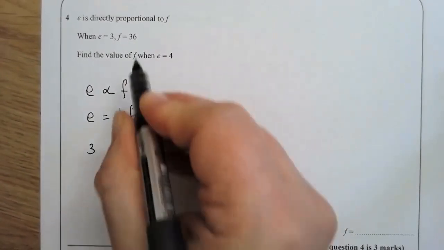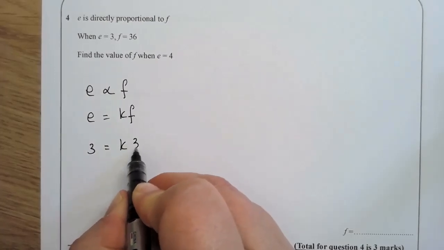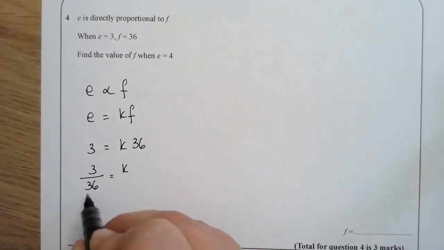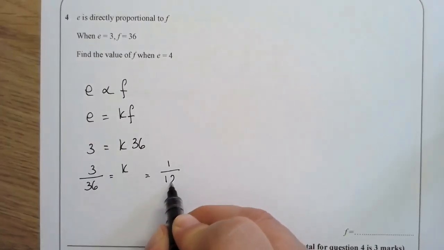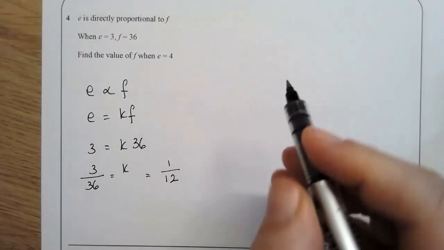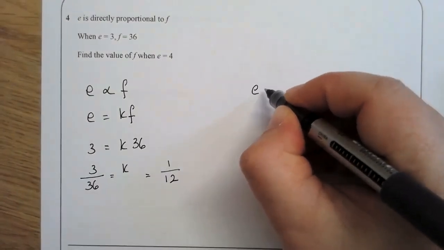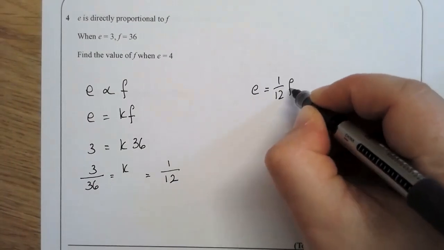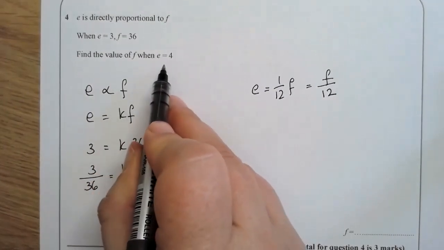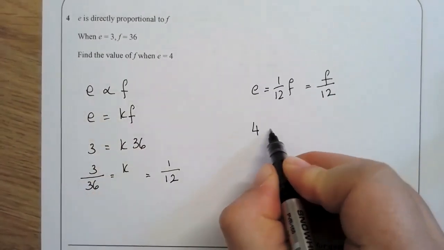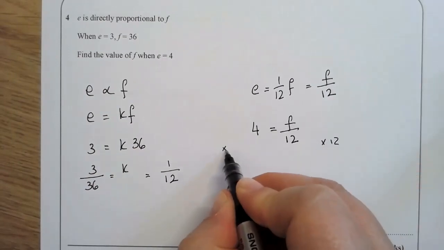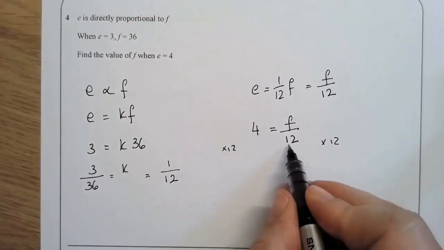E equals 3. F equals 36. So we know what K is. So we're going back to E equals KF, which we can also write as F over 12. We then know that E is 4, so we put that into here. 4 equals F over 12. We're then going to multiply both sides by 12, 48.